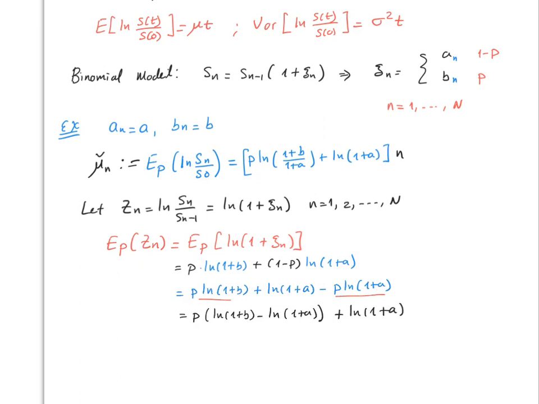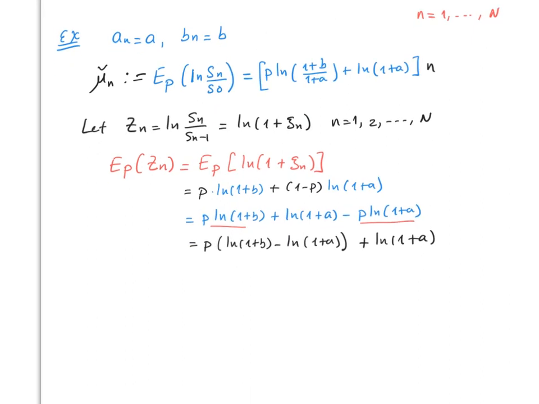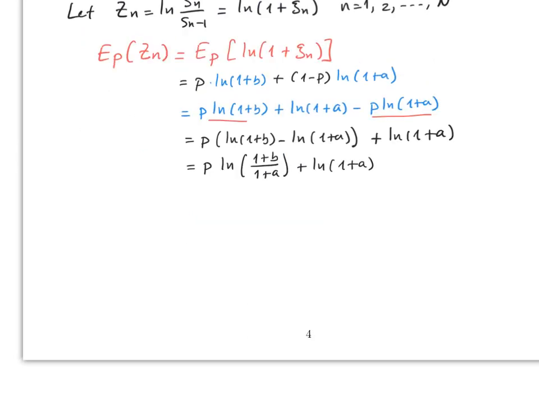You use the properties of logs. Remember, this is equal to P times ln of 1 plus B divided by 1 plus A, plus ln of 1 plus A. Now, this is not exactly equal to this because the n is missing, but we're almost there. All right, next, notice the following.